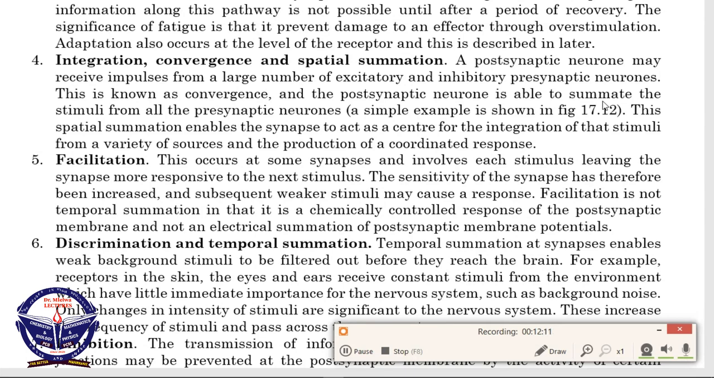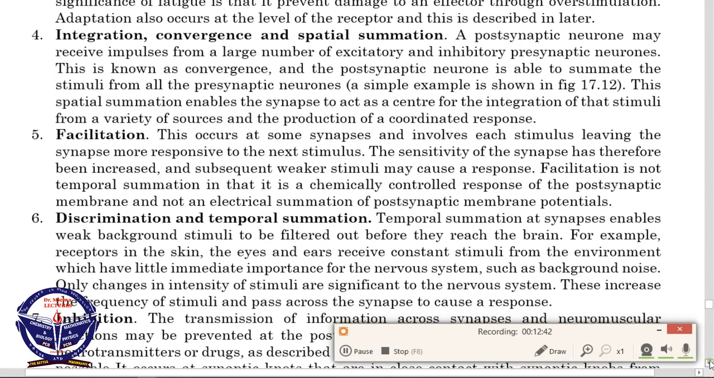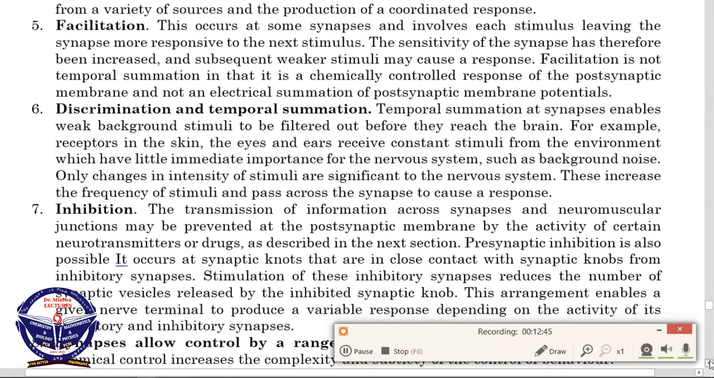Is able to summate the stimulus from all presynaptic neurons, kama ambavyo tumeona kwenye above diagram. This is called spatial summation. Enable the synapse to act as the center for integration of that stimulus. The center for integration means the center for summation, the center for adding up. Kwa synapse inakuwa kama ndio sehemu ambayo tunajumlishia hizo ni impulse from variety sources and the production of coordinated response. So it is very important, kwa sababu kama tusingekuwa nayo synapse, manake tungeshindwa kufanya hiyo.